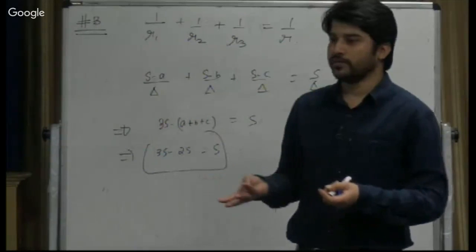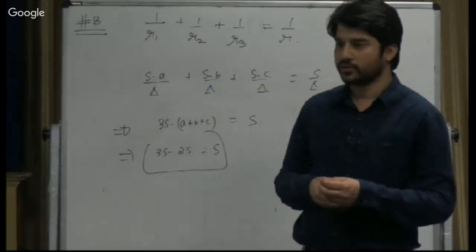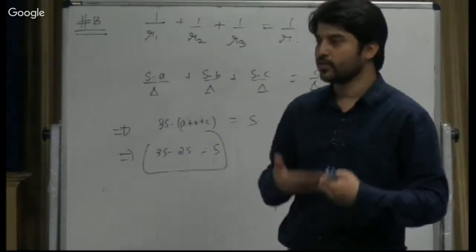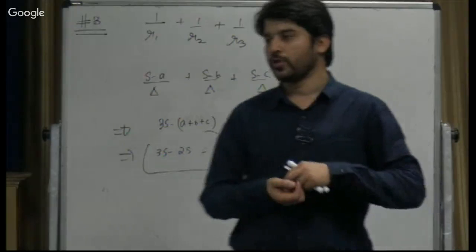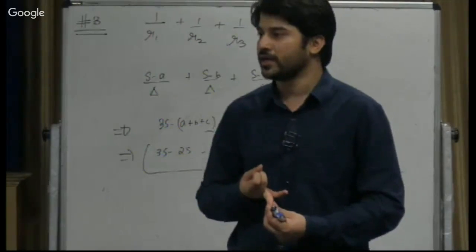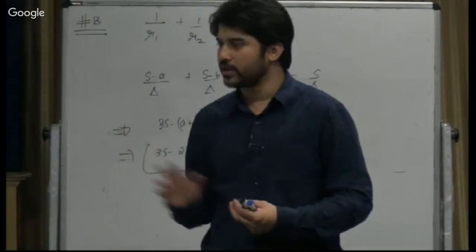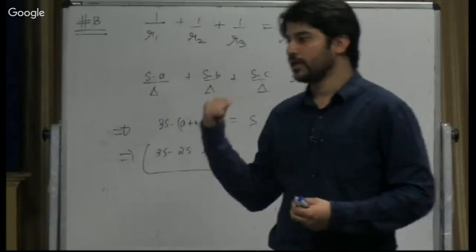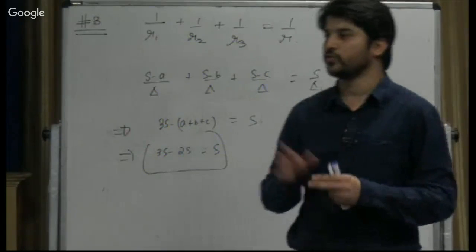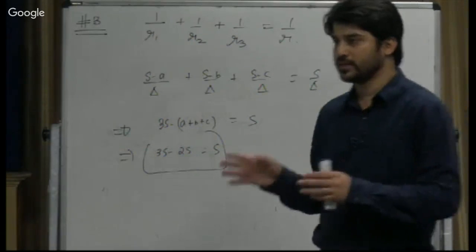So property 1, look, it is very important to remember this, that is why I have kept them in order so that it makes sense, so you don't find it difficult to prove. So property 1 says R is delta by S, property 2 says RA is delta by S minus A, and similarly RB, RC, and then you have 1 upon R1 plus 1 upon R2 plus 1 upon R3 is equal to 1 by R, and that's very easy to prove, right?